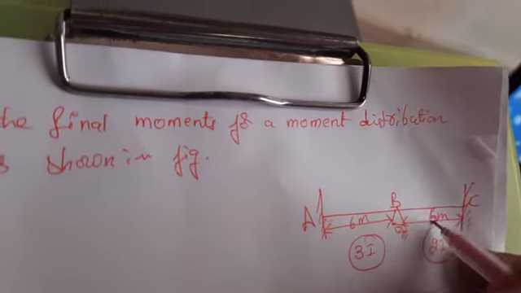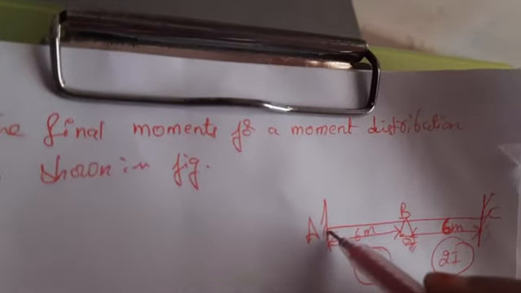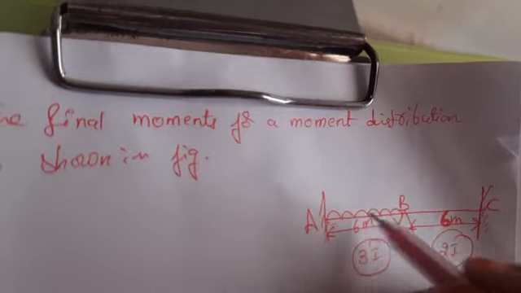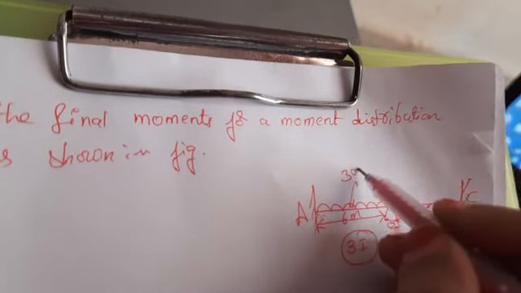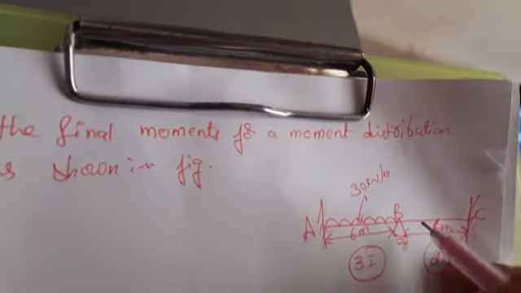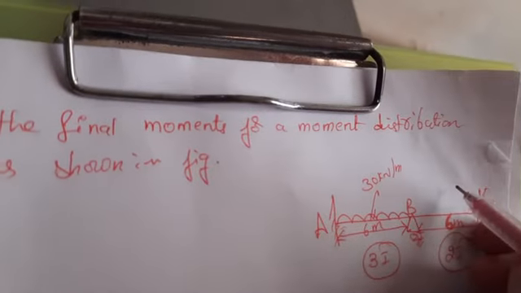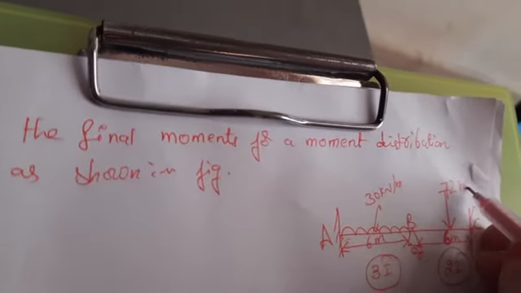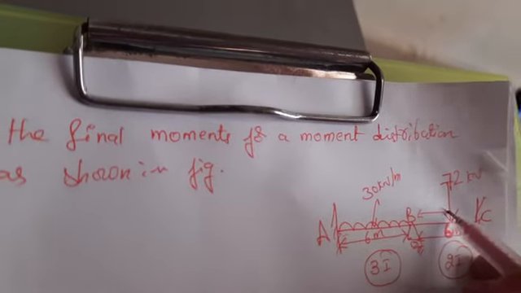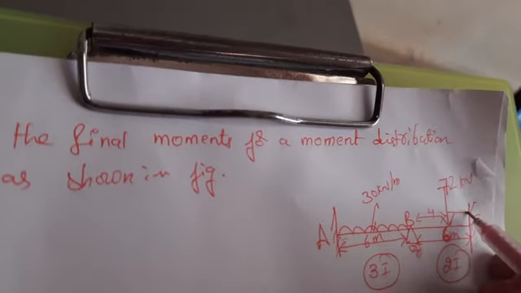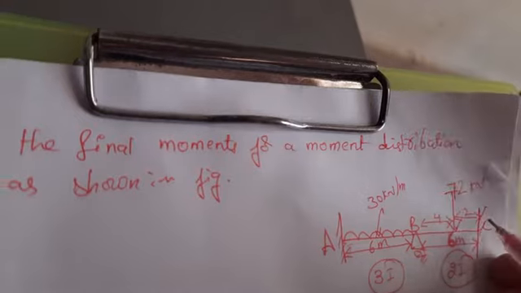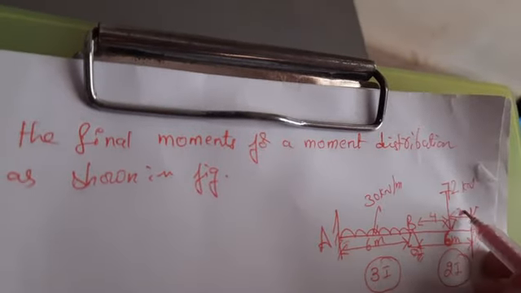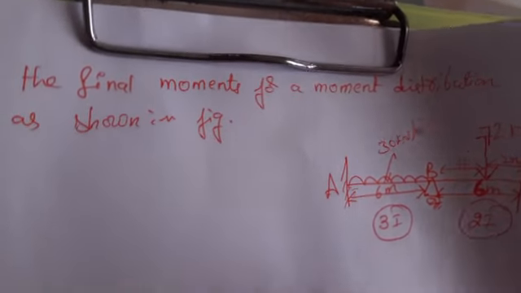Total 6 meters. Then you can observe here AB is carrying a UDL of 30 kilonewton per meter and BC is carrying a point load of 72 kilonewton at a distance of 4 meters from B and at a distance of 2 meters from the other end C. Okay, this is the figure they gave to solve. According to this figure we have to find the final moments.